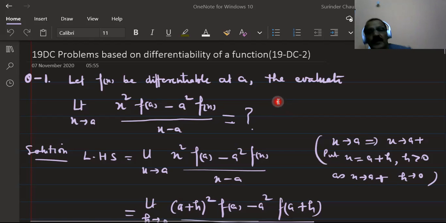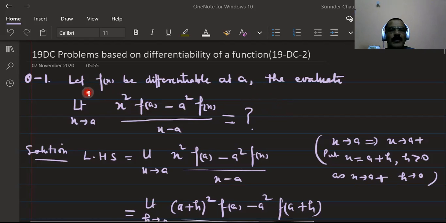Now, we proved the box theorem, and also proved the necessary and sufficient condition for a function to be differentiable at a point. Now we'll solve problems based on these concepts.